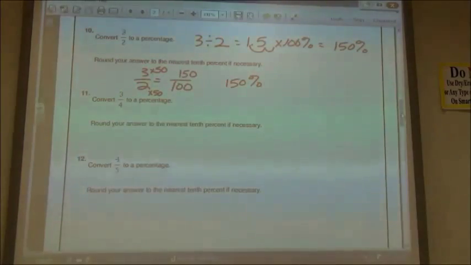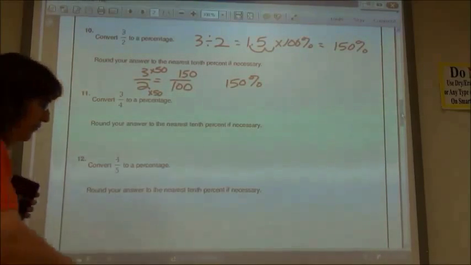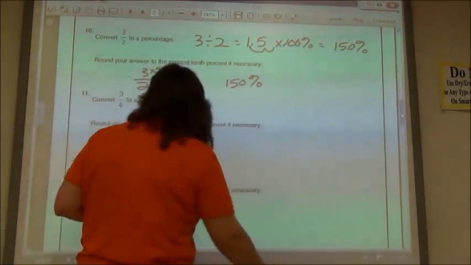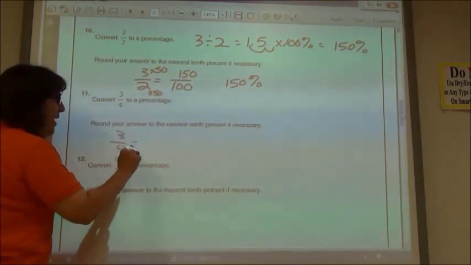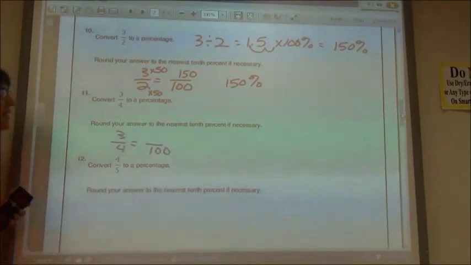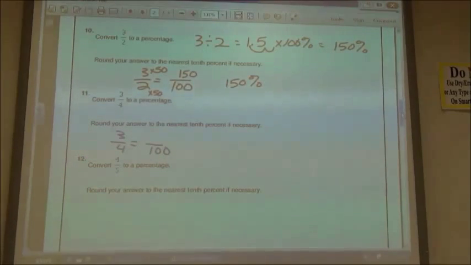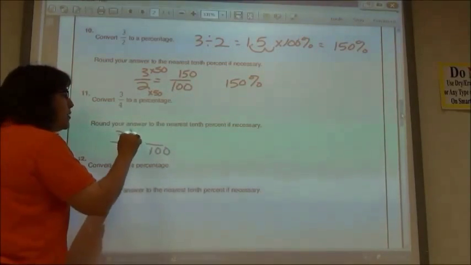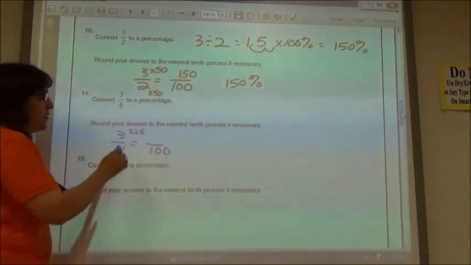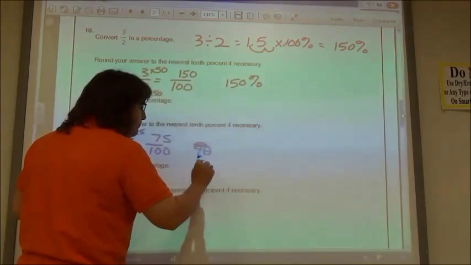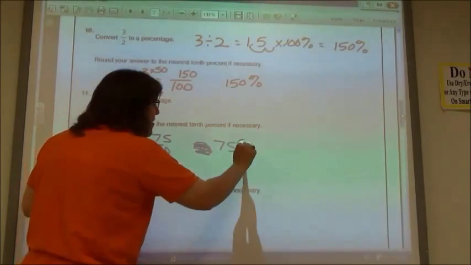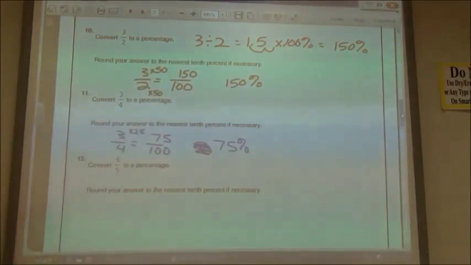So you can either change it to a decimal and multiply by 100, or make an equivalent fraction if the denominator goes into 100. In this case, 3/4. Again, 4 goes into 100 evenly, so I could do it this way. 4 goes into 100 25 times, so 3 times 25 is 75. 75% is going to be my answer then.